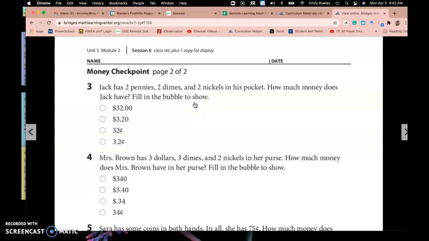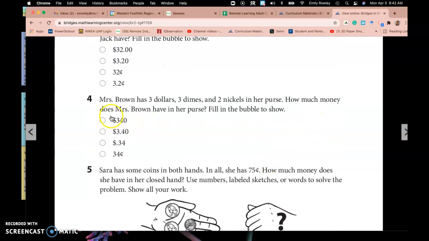And don't forget, you can use your coins to kind of get a visual of what he has. 2 pennies, 2 dimes, and 2 nickels. Question number 4. Mrs. Brown has $3, 3 dimes, and 2 nickels in her purse. How much money does Mrs. Brown have in her purse? Fill in the bubble to show.